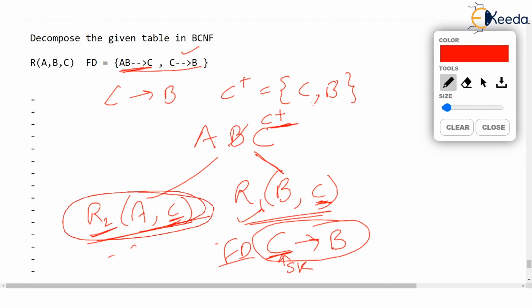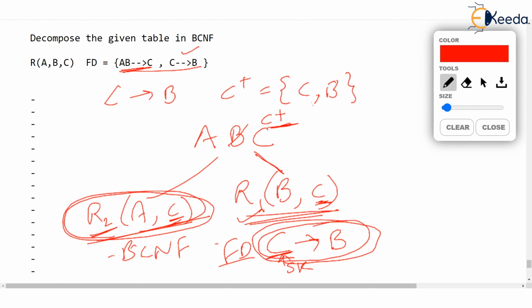Oh, what a thing here. You see, R2 contains only two attributes, and any table which has two attributes is always in BCNF. So we wasted our time on R1 also. This also contains only two attributes. So what is the sense in checking this particular FD? This has to be in BCNF.